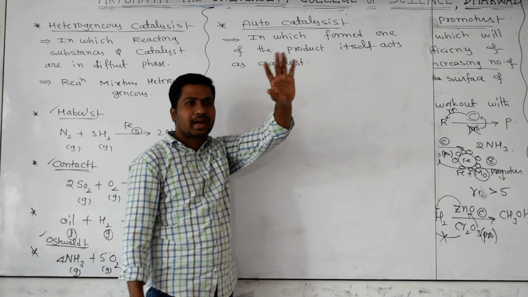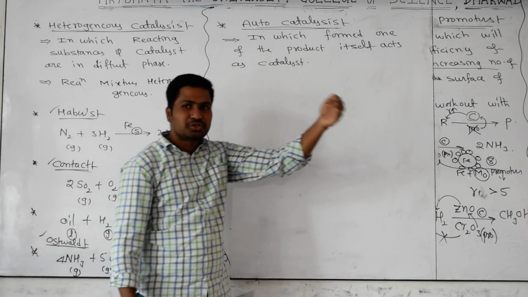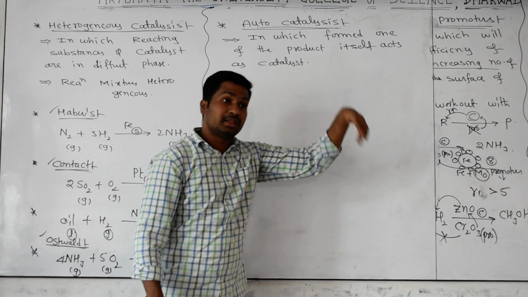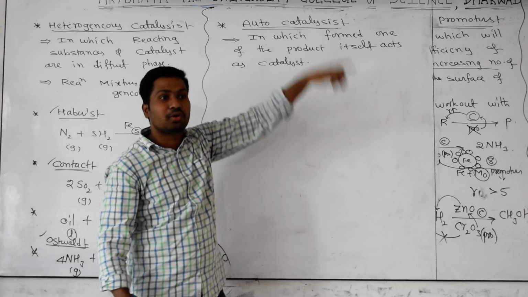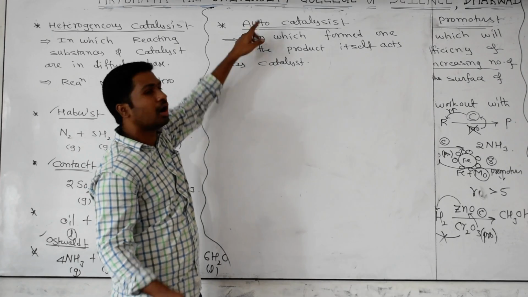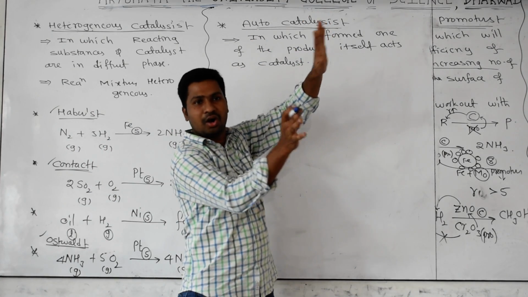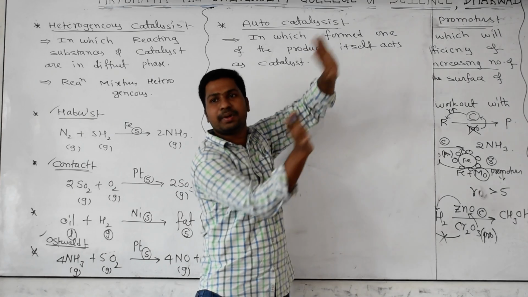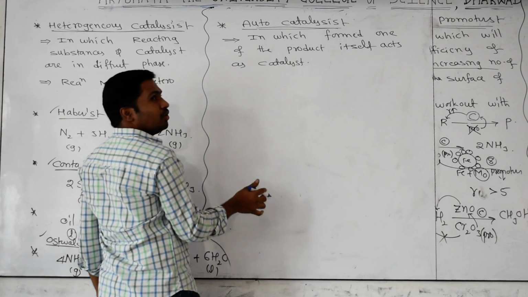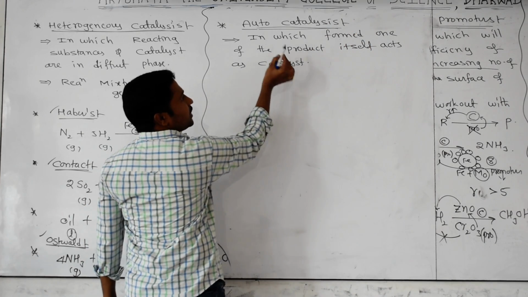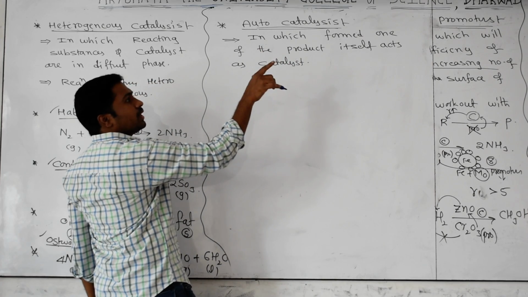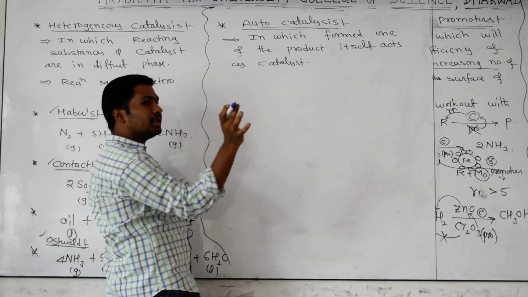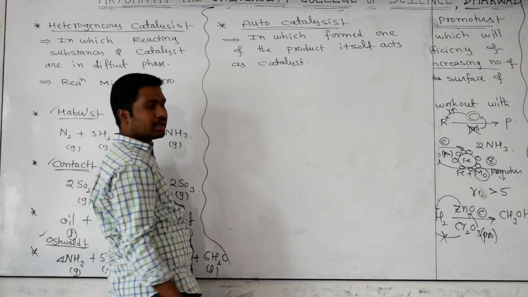From outside, you are not adding any catalyst. Once the reaction starts and products form, the product itself acts as a catalyst for the whole reaction. It automatically speeds up the reaction. Are you getting it or not? A catalysis reaction in which one of the products formed itself acts as a catalyst and automatically speeds up the reaction is called autocatalysis.